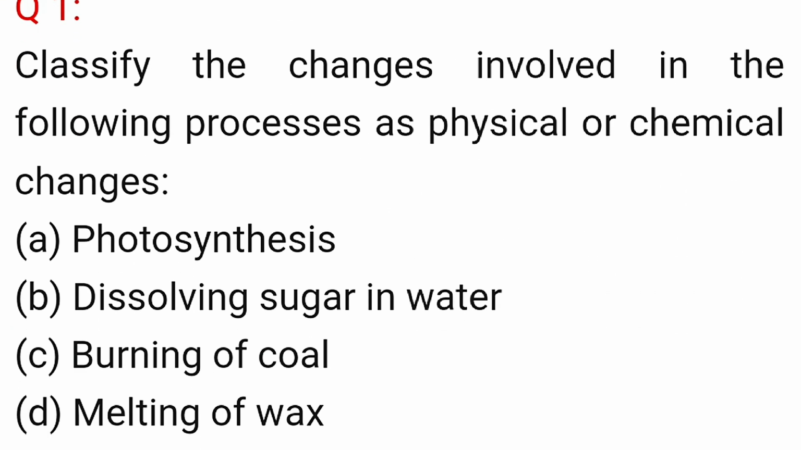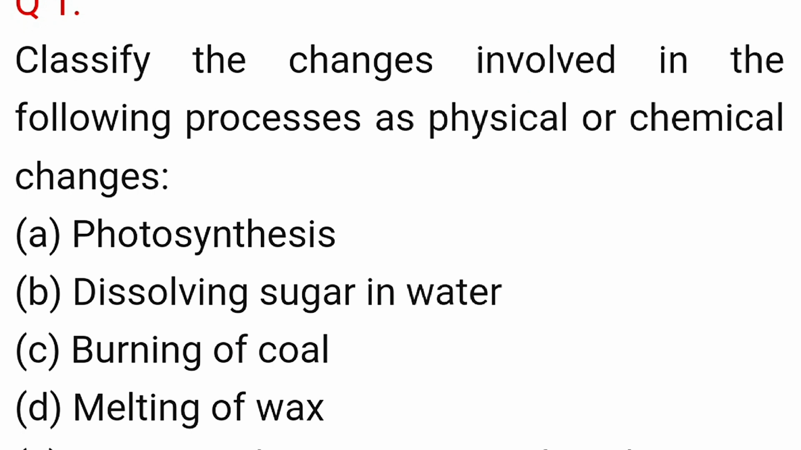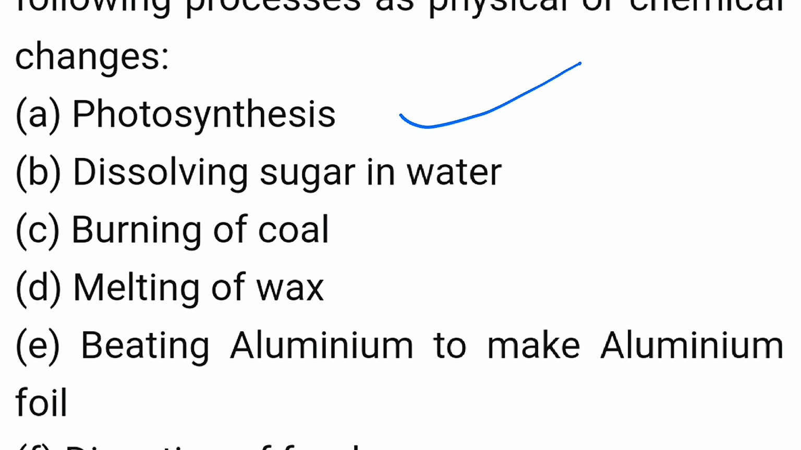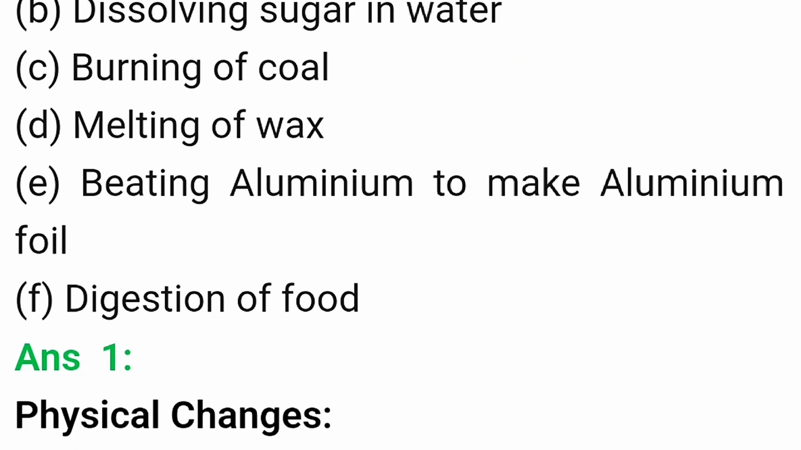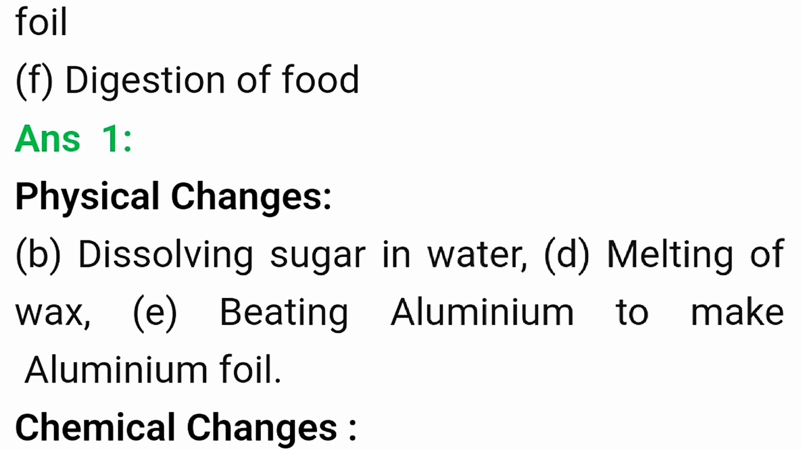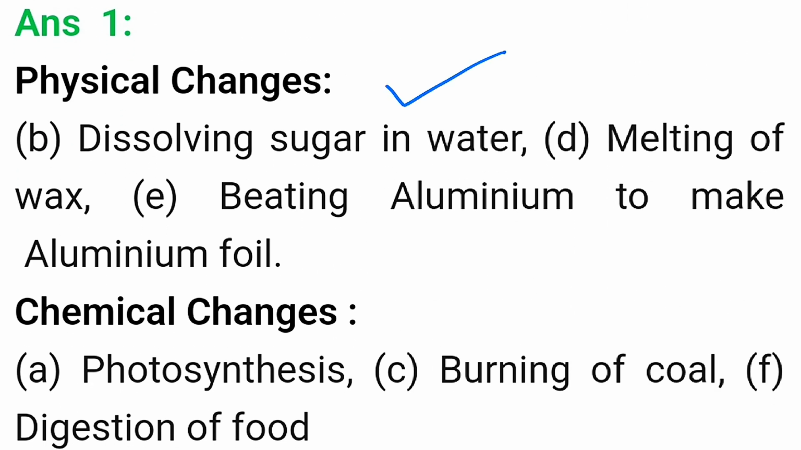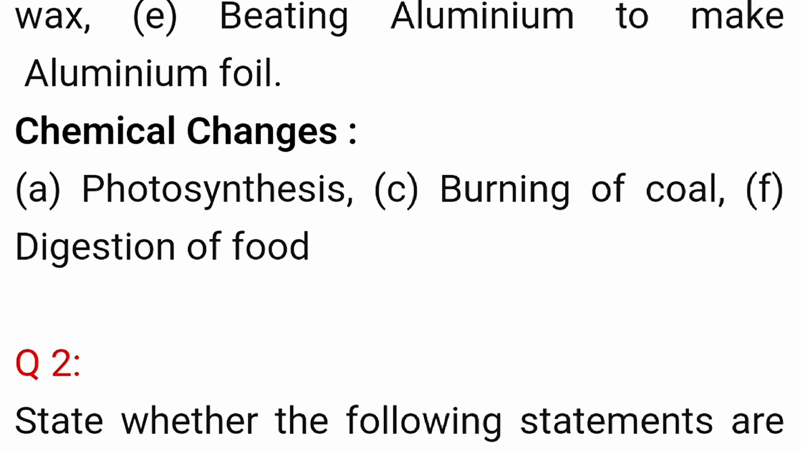First question is: classify the changes involved in the following processes as physical or chemical changes. First is photosynthesis, dissolving sugar in water, burning of coal, melting of wax, beating aluminum to make aluminum foil, and digestion of food. Let's see the answer. Physical changes are dissolving sugar in water, melting of wax, and beating aluminum to make aluminum foil. Chemical changes are photosynthesis, burning of coal and digestion of food.